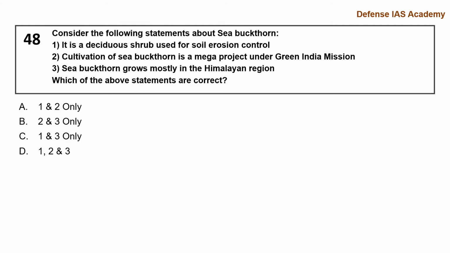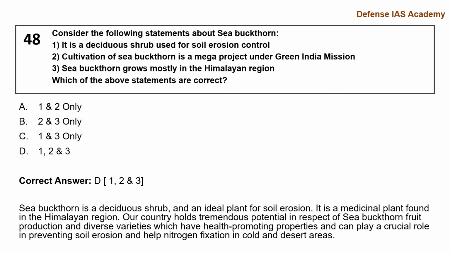Question 48. Consider the following statements about sea buckthorn. 1. It is a deciduous shrub used for soil erosion control. 2. Cultivation of sea buckthorn is a mega project under Green India Mission. 3. Sea buckthorn grows mostly in the Himalayan region. Which of the above statements are correct? Correct answer is option D, 1, 2 and 3. This means all three statements given in the question about sea buckthorn are correct.